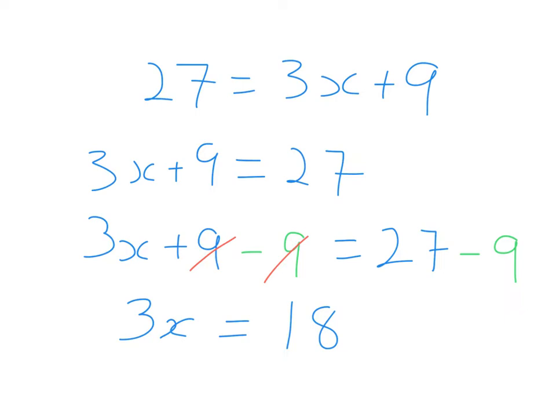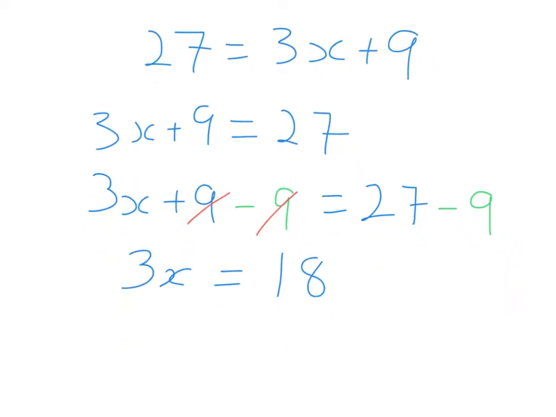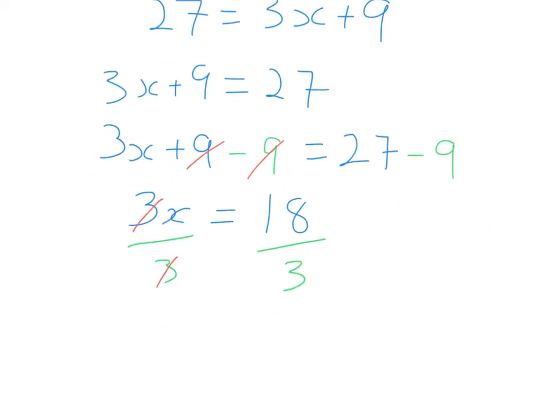In order to get your final answer then, you're going to want to get rid of the 3 in front of the x. So we divide the left hand side by 3. Again, what you do to one side, you do to the other. So we'll divide the right hand side by 3 too. 3x divided by 3 will just give us x, because 3 divided by 3 gives us 1. So 1x is x. On the right hand side, 18 divided by 3 will give us 6.